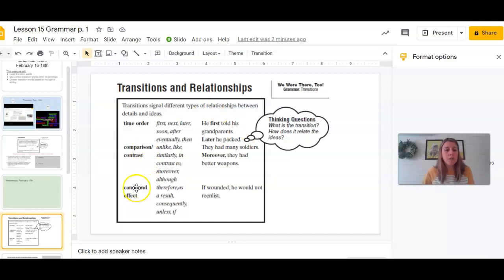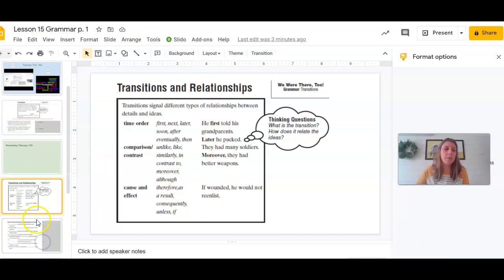So we have cause and effect. Cause and effect is just like the cause and effects that we've talked about. I got all A's on my report card, therefore I got to have ice cream for dessert, okay? So some examples of cause and effect words would be therefore, as a result, consequently, unless. If wounded, he would not re-enlist. If you're sick, you're not able to come to school, okay? Those would be some words that would show a cause and effect relationship.